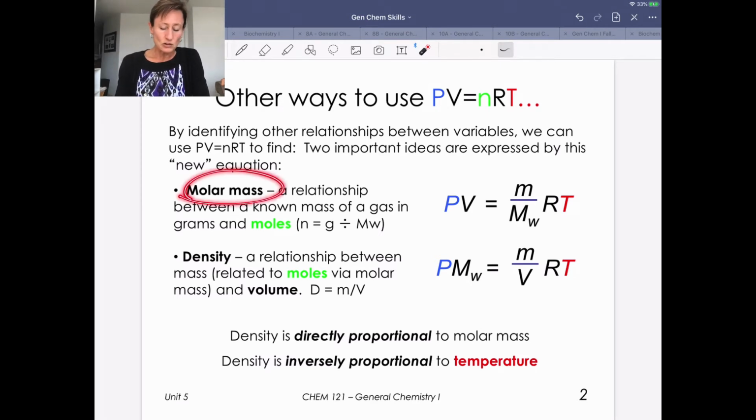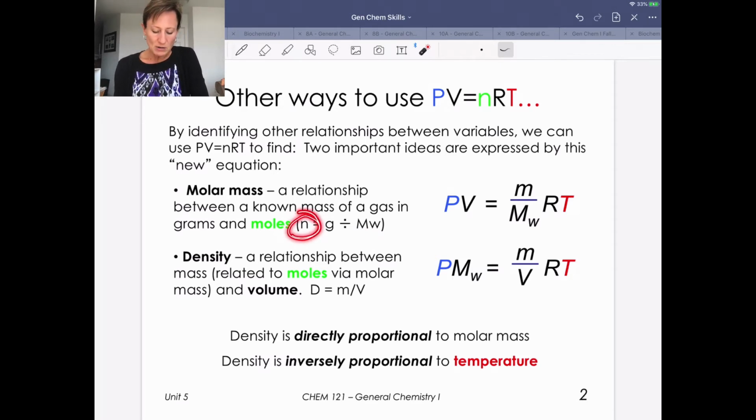So let's take molecular weight or molar mass first, right? We know that molar mass is a relationship between the mass in grams and moles. That's how we walk between mass and moles, is molecular weight. So to figure out the number of moles we'd have, you take the grams and you divide by the molar mass. That will give you the number of moles.